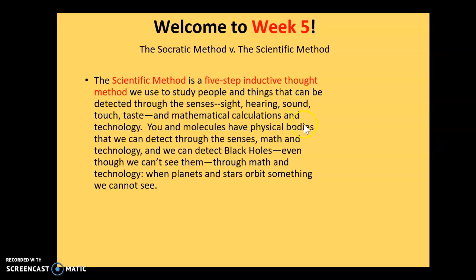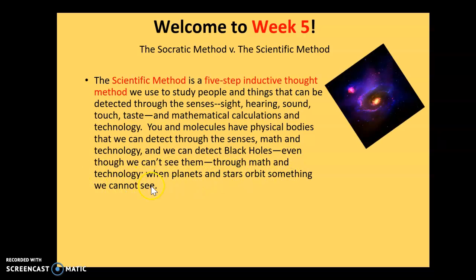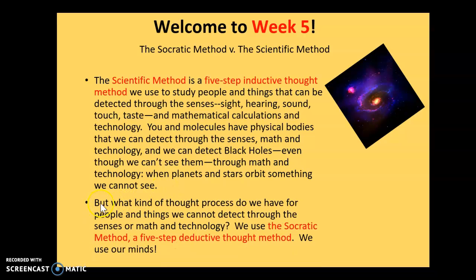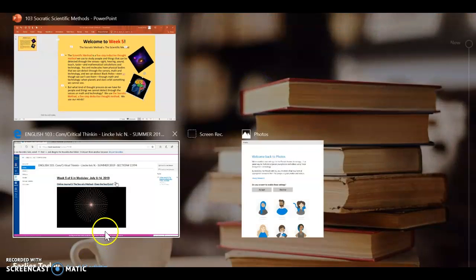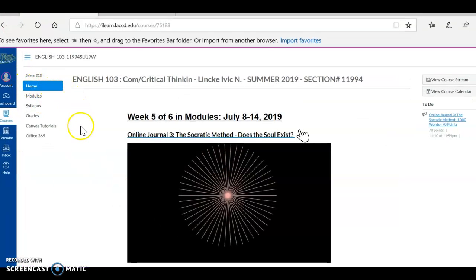You and molecules have physical bodies that we can detect through the senses, math, and technology, and we can detect black holes, even though we can't see them, through math and technology when planets and stars orbit something we cannot see. But what kind of thought process do we have for people and things we cannot detect through the senses or math and technology? We use the Socratic method, a 5-step deductive thought method. We use our minds.